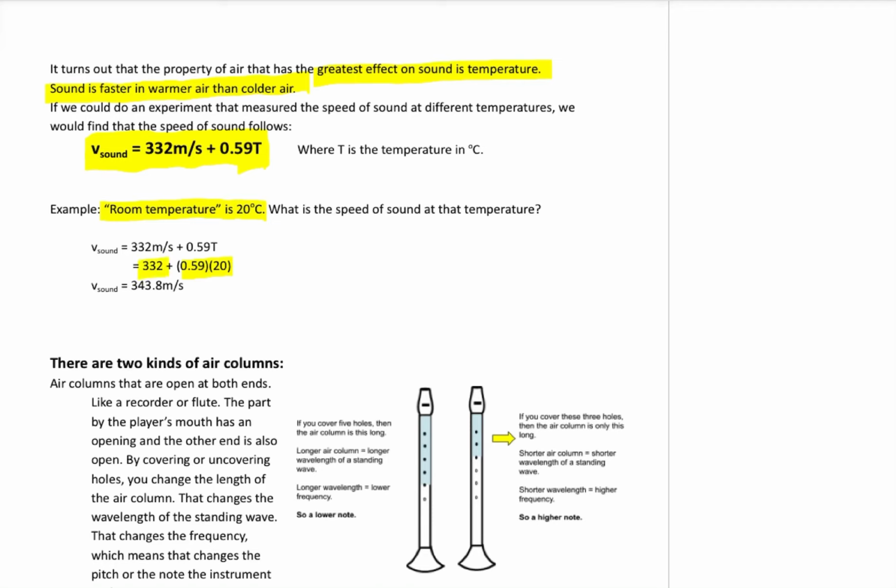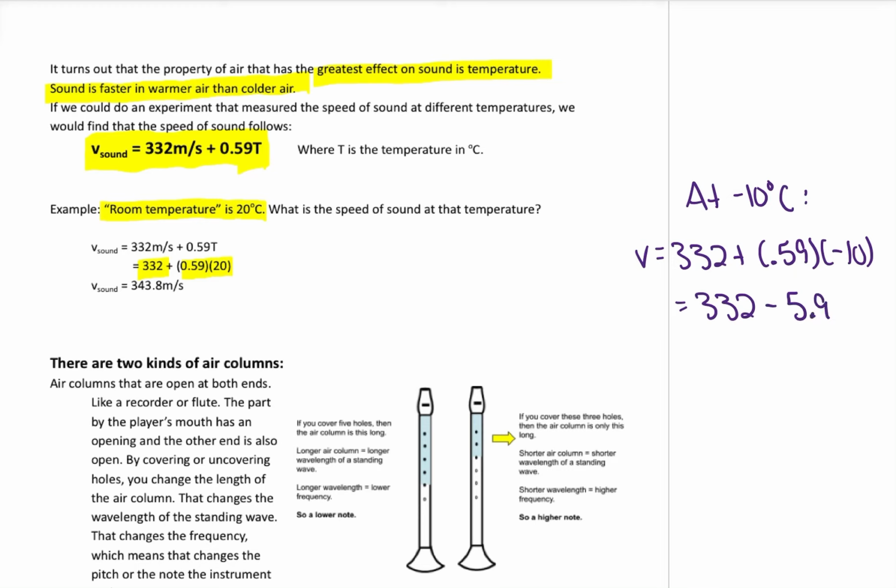Let's do one together. Let's say we had negative 10 degrees Celsius. The speed of sound would be 332 plus 0.59 times, just plug in the T, negative 10. So it's 332 plus negative 5.9. Instead of writing it that way, I'm going to say 332 minus 5.9.